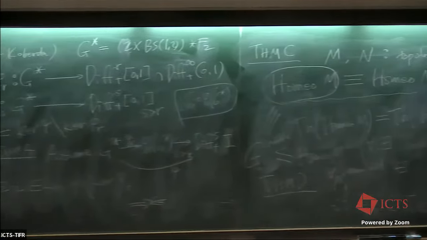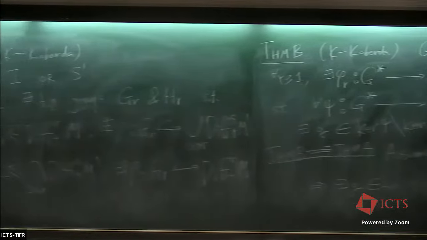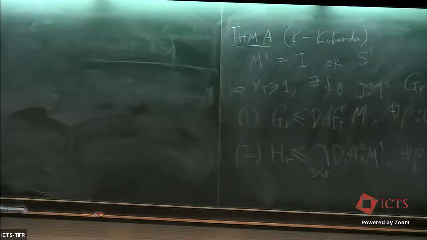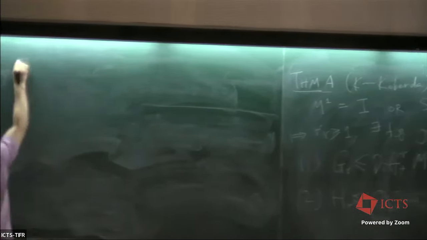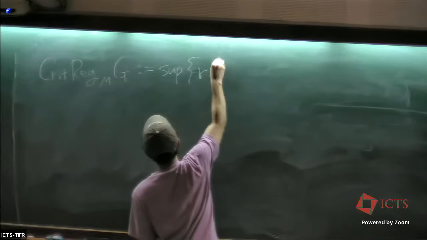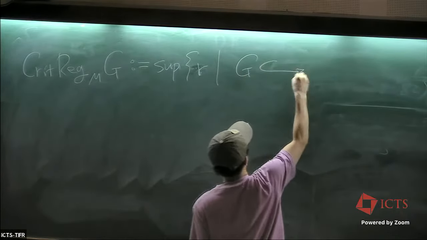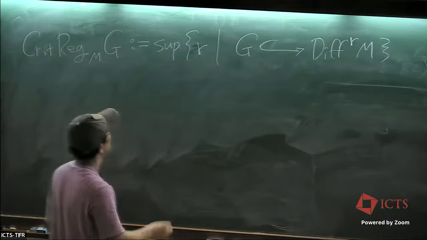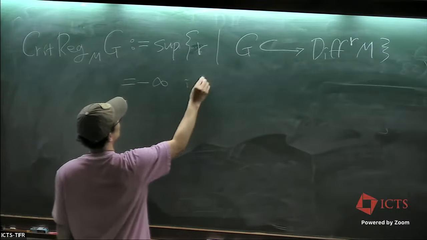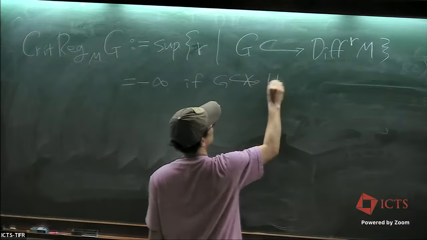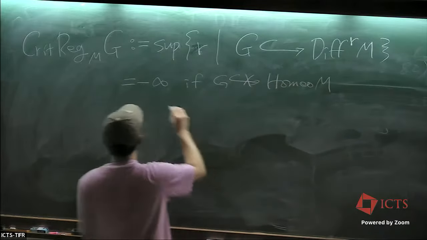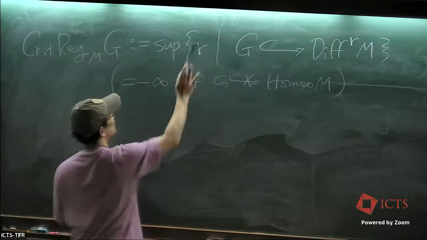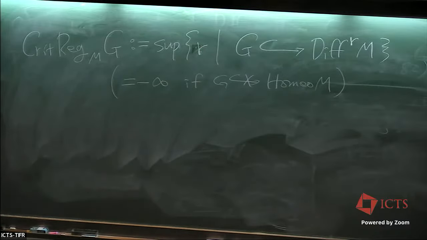So what I'd like to propose to study is something called critical regularity of a group G on some manifold M. This will be the largest possible regularity that G embeds into in Diff^r of M, defined as negative infinity if G doesn't embed into the homeomorphism group. So this is some real number or extended real number. Could it be negative infinity, possibly infinity, or some number between them.